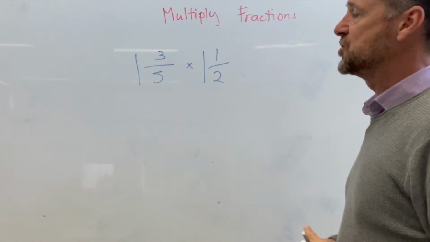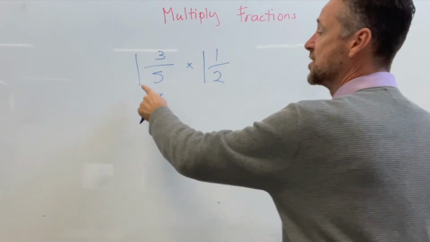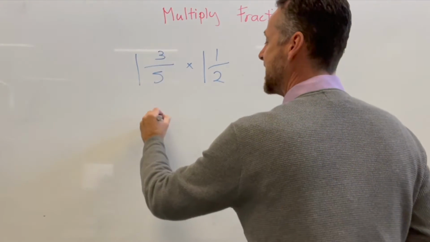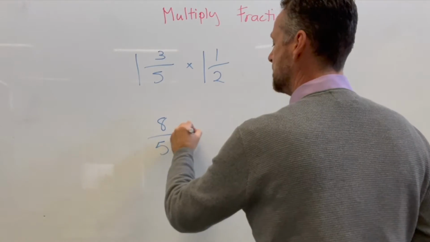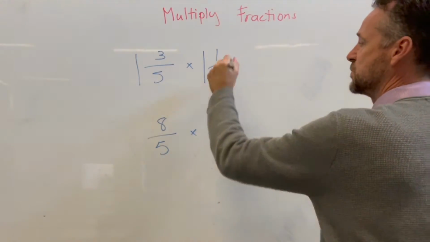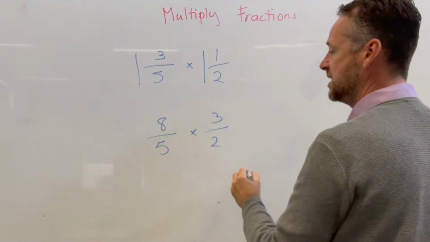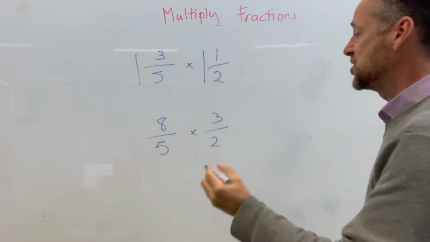In this case, we need to turn them into improper fractions first. So 1 times 5 is 5 and 3 is 8 fifths. Multiplied by 1 times 2 is 2 plus 1 is 3 halves. Okay, and then we can just multiply across.